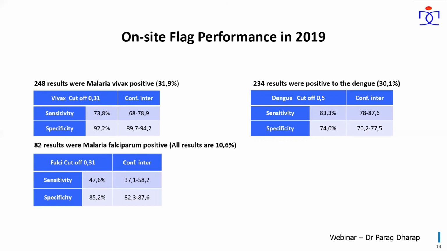In 2019, we could gather 248 results of malaria Vivax positivity as well as 234 results for dengue positivity. And as you can see, the sensitivity and specificity performance of the flag was as seen in 2018, within the confidence interval given over here.